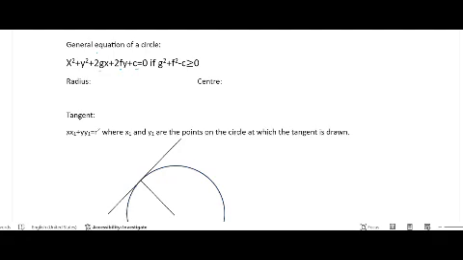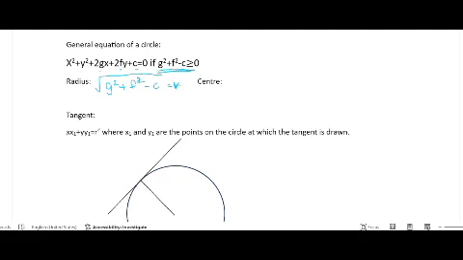So how do you find the radius of this circle? Now you see this condition over here, only if g square plus f square minus c is greater than or equal to 0. Right? So the radius of your circle determined by this general equation is under root g square plus f square minus c. So it is root of g square plus f square minus c is equal to r, or radius.